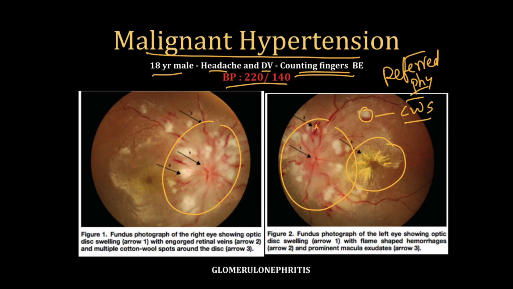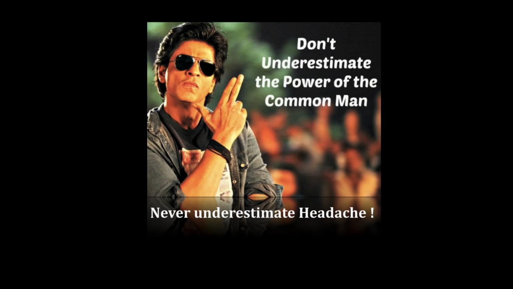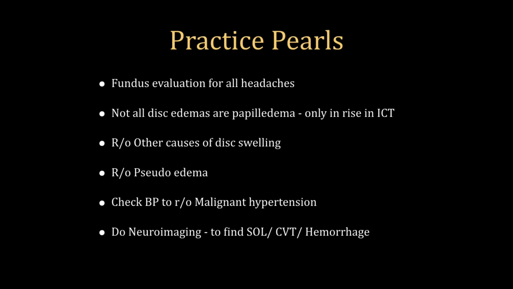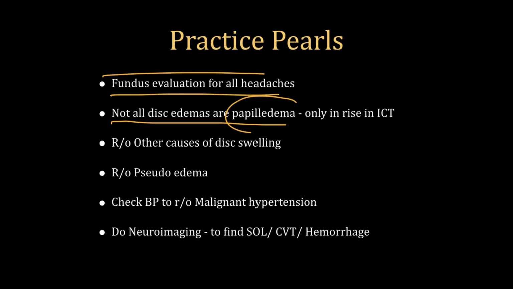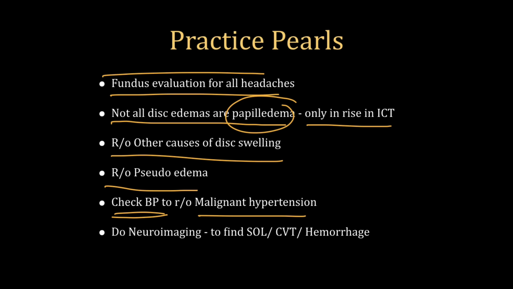So this is what you have to understand, that you should never ever underestimate the power of the common symptom headache. So the practice pearls are: always look at the fundus in all headaches. Number two, not all disc edemas are papilledema. We reserve the term papilledema only when there is a rise in intracranial tension. You should rule out other causes of disc swelling. You should rule out the causes of pseudopapilledema. Always check the BP to rule out malignant hypertension. And always do neuroimaging to find out the cause of papilledema. Is it an SOL, or is it a CVT, or is it a hemorrhage, or even is it an IIH?